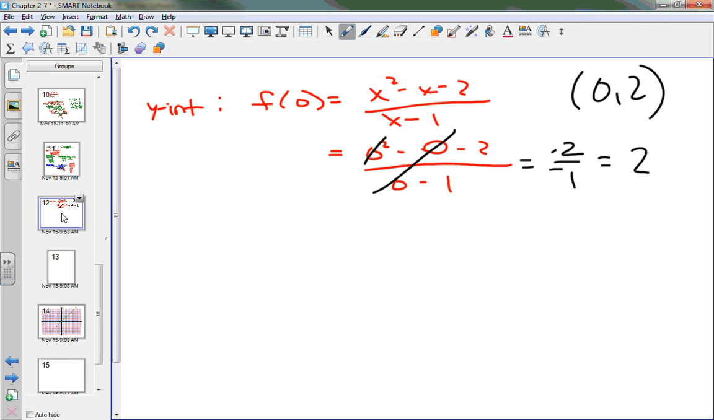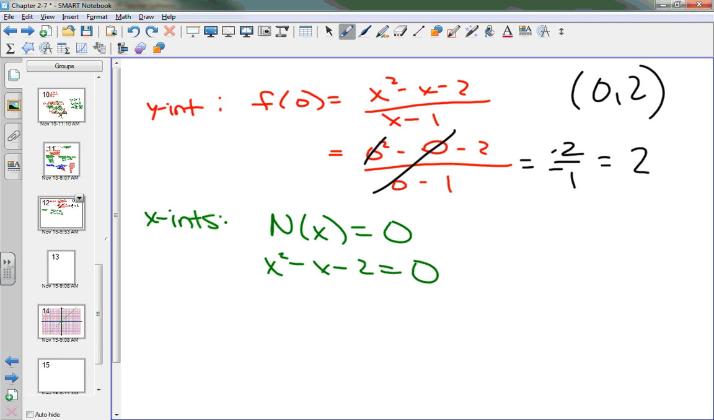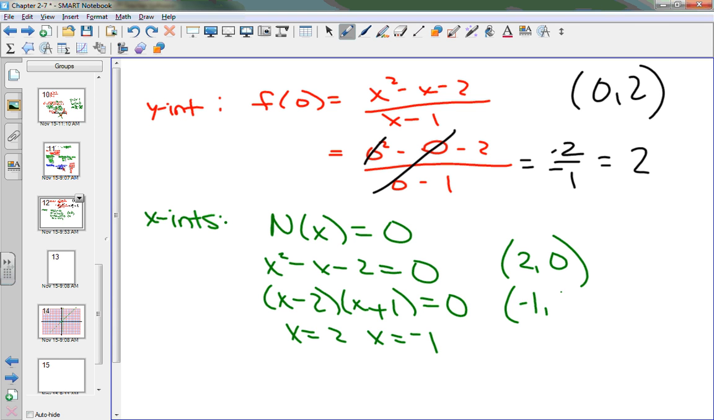So now, what do I need to find? X-intercepts. How do you find x-intercepts? Those are found by setting n of x equal to 0, right? So what's n of x? X squared minus x minus 2. So what do I do? Put in two binomials: x minus 2 times x plus 1 is equal to 0. X is equal to 2, x is equal to -1. So now what do I have? 2 more points: (2, 0) and (-1, 0).